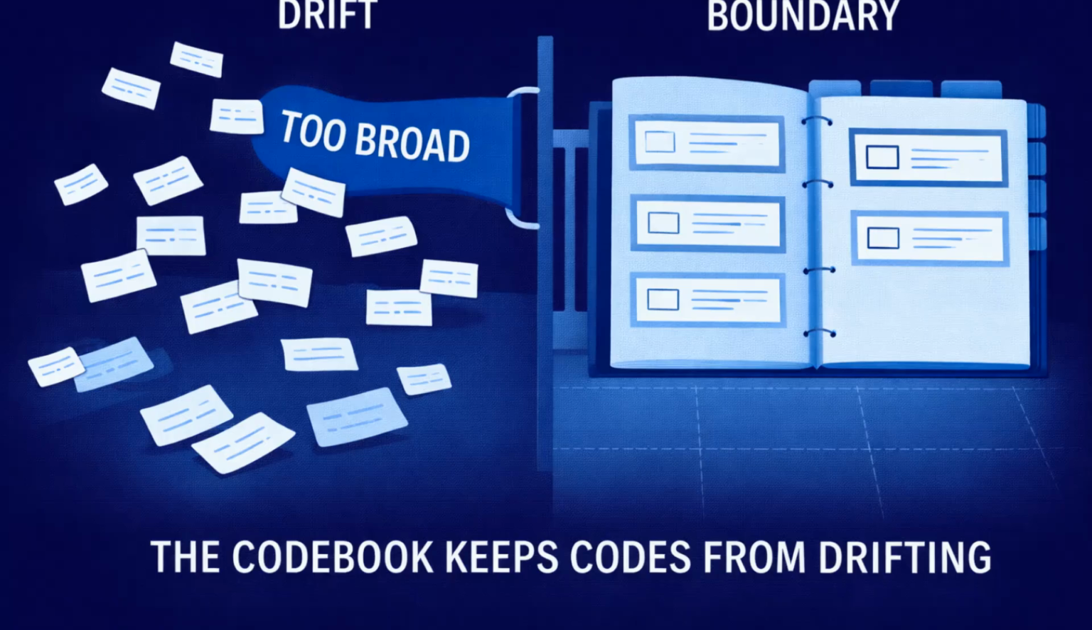Without a codebook, similar excerpts can end up being labeled in different ways without you noticing. One code can start absorbing too many meanings. A decision that seemed clear in one transcript can become unclear in the next. The codebook exists to prevent that kind of drift by giving each code a visible boundary.